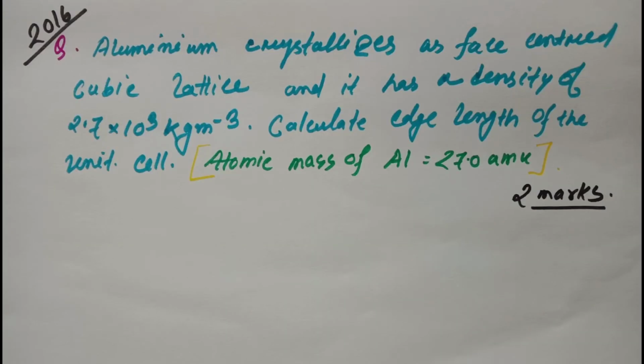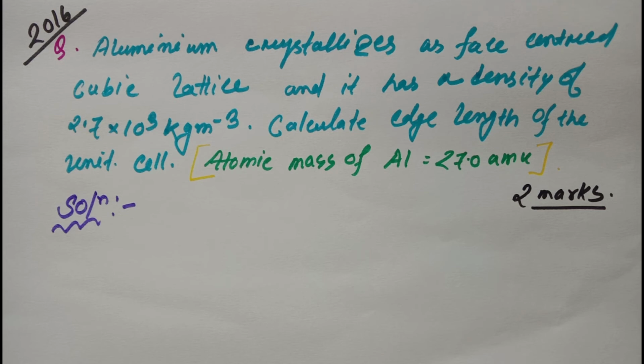Now see the next question, which is from the 2016 ACES final exam. Okay, the question is: aluminium crystallizes as a face-centered cubic lattice and it has a density of 2.7 × 10^3 kilogram per meter cube. Calculate the edge length of the unit cell. And what is given here? The atomic mass of aluminium is equal to 27.0 AMU, that is the atomic mass unit.